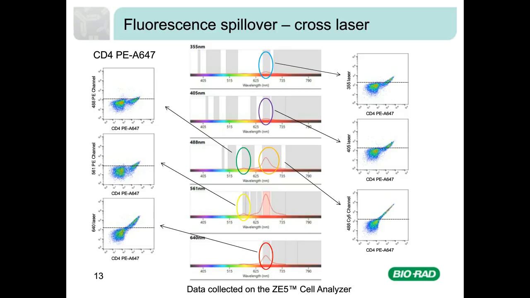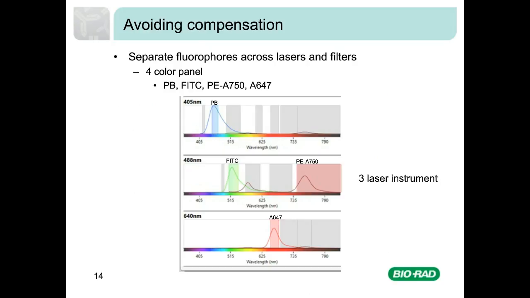There are ways to avoid fluorescence spillover and therefore compensation, especially when there are a few markers to be investigated. The easiest way is to separate the fluorophores across the different lasers and filters on your instrument. The more lasers and filters available, for example the Z5 from Bio-Rad has 5 lasers and 30 parameters, the easier this is to do. An example of this is shown here, where a simple 4-color panel can be put together using Pacific Blue, FITC, PE ElectroFluor 750 and Alexa 647 on a 3-laser instrument.